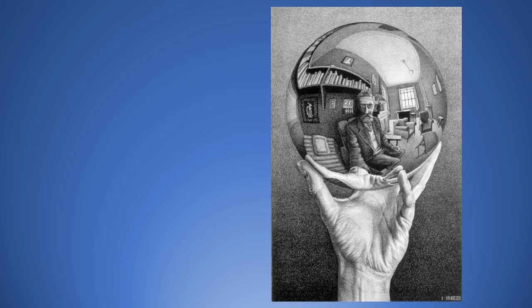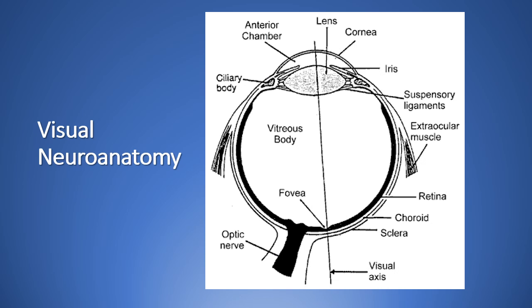So part 3 is all about vision. This image here is a self-portrait of M.C. Escher. That's the artist that we talked about in part 1. So some visual neuroanatomy here.